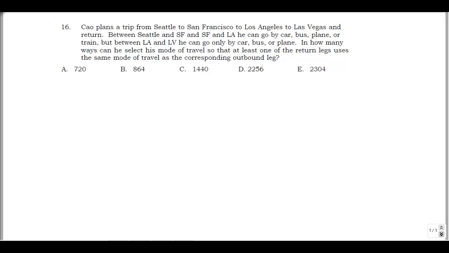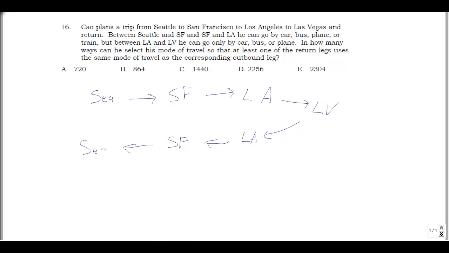So we're going to start in Seattle, and then go to San Francisco, and then go to Los Angeles, and then go to Las Vegas, and then we're going to go the same trip in reverse. So I'm going to go back to LA, back to San Francisco. I'm going to draw just a separate Seattle here, although I could have looped that back up to the original Seattle.